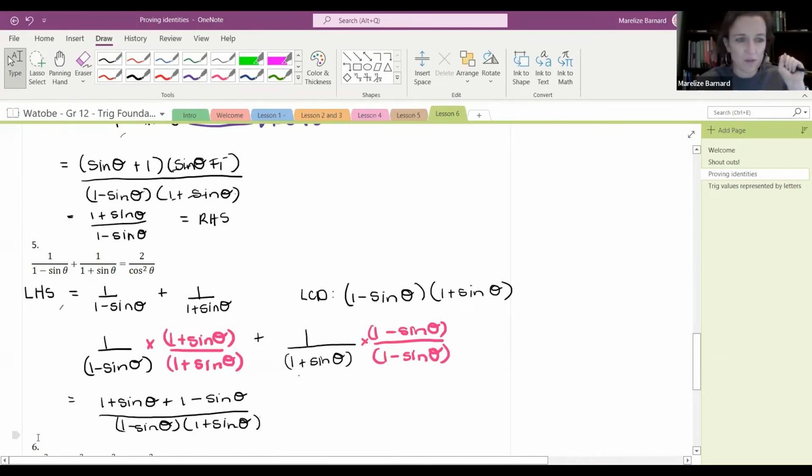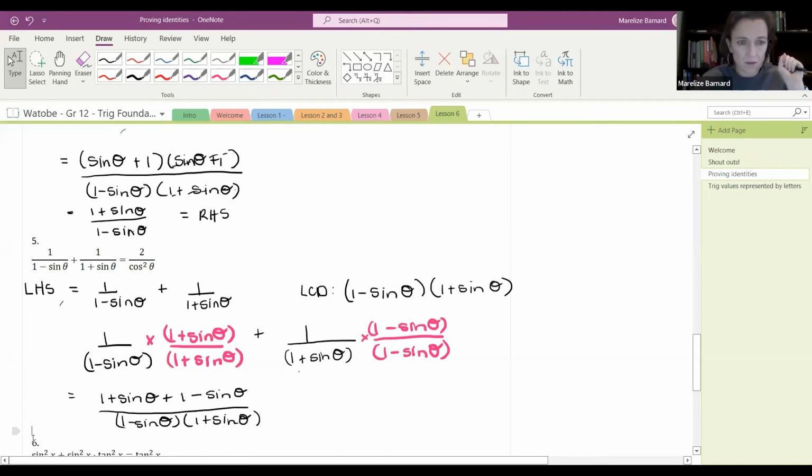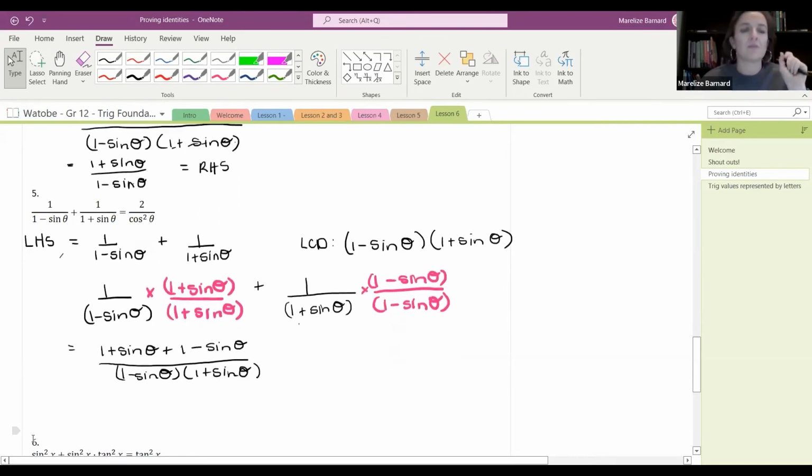Hi, Tsepo. I think in the numerator we've got 1 plus 1, which will give us 2, and then the sine theta will minus the sine theta, meaning sine theta cancels in the numerator. And then in the denominator we've got the difference of 2 squares, meaning we can write the denominator as 1 minus sine squared theta. So we are going to have 2 over 1 minus sine squared theta, which we can then simplify as 2 over cos squared theta, because 1 minus sine squared theta is an identity.